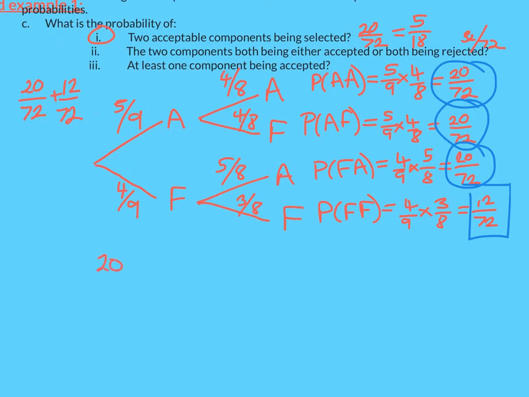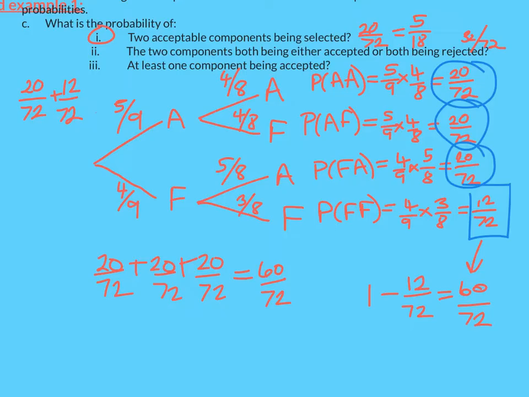So 20 plus 20 plus 20, all out of 72, will give us 60 out of 72. Or if we're looking at this method, 1 minus 12 out of 72 will also give us 60 out of 72. So either way, that should be our final answer, which you could simplify down to 5/6. So you can choose the method, it doesn't specify.